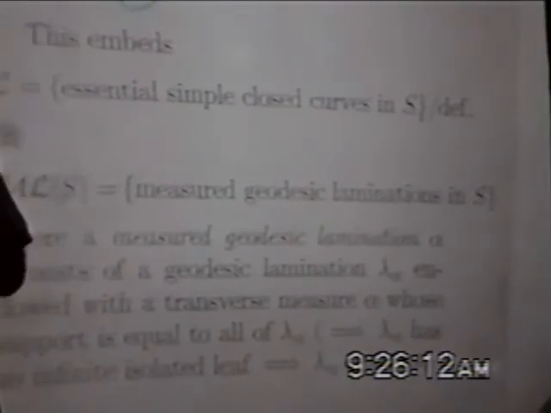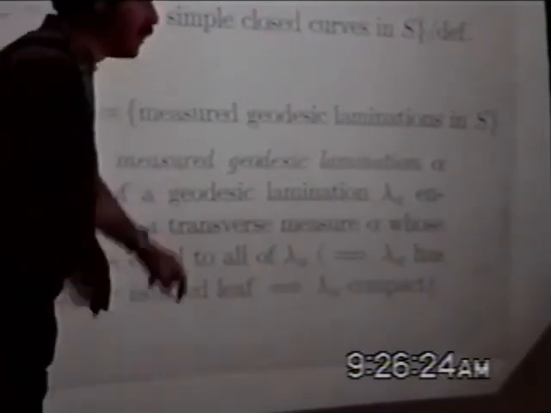So what's a measured geodesic lamination? It consists of two things. First, a geodesic lamination, and then in addition, you fix a transverse measure on it. You want it to have full support, so that there are no isolated leaves. And what this implies in particular is that the geodesic lamination cannot have an isolated leaf. If you have any isolated leaf, you cannot go into cusps. Okay, that's a minor thing.